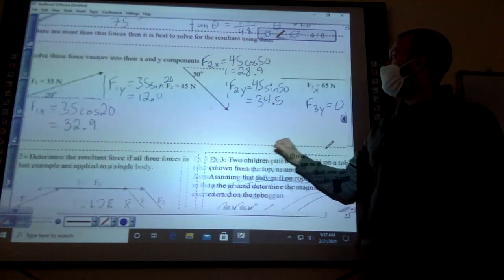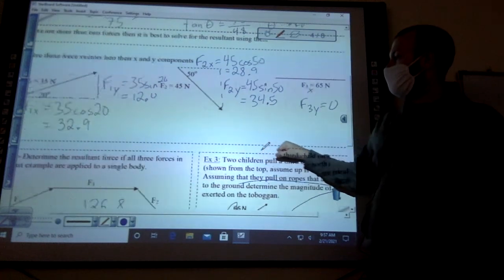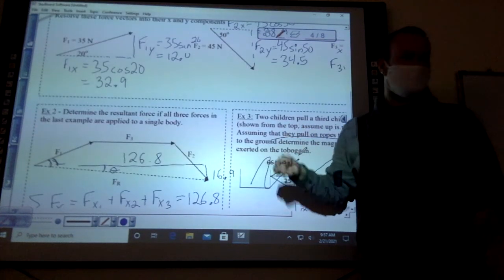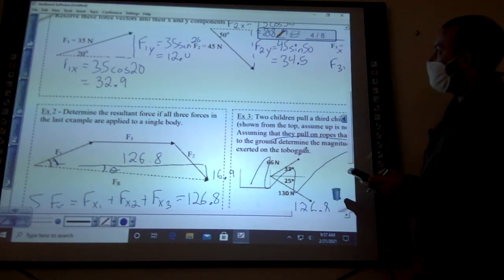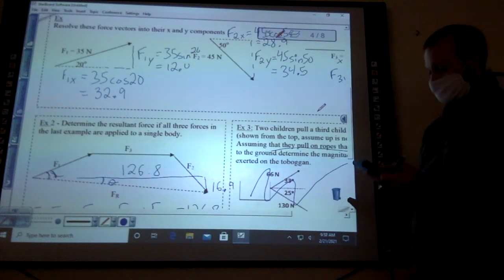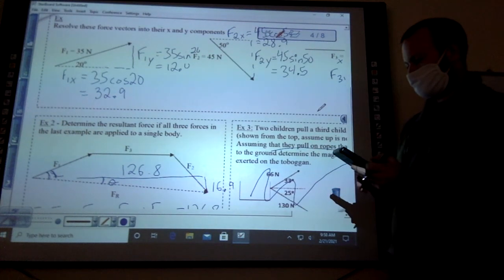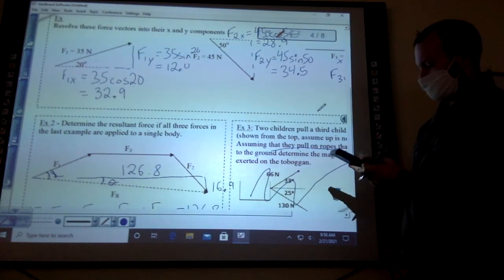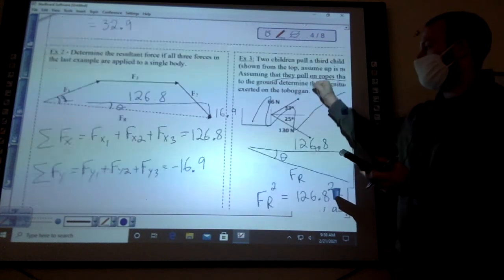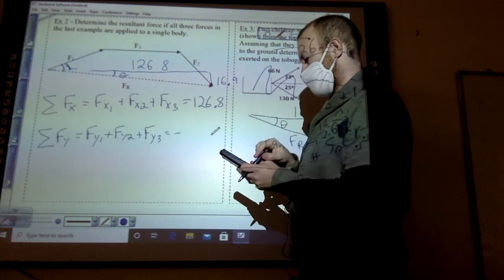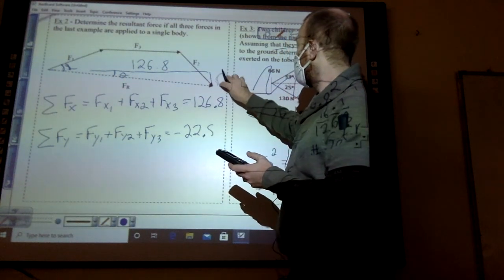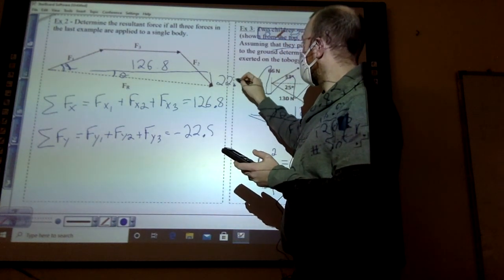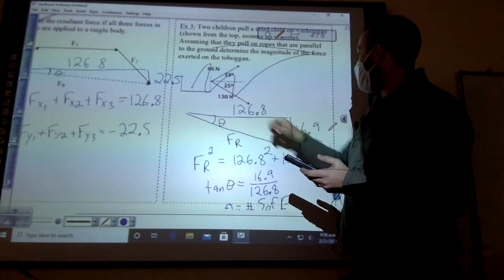So I got 12 minus 34.5, and I don't know how I got 16.9 from that, but apparently I did. Oh, because I subtracted the x value, that's why. Yeah, you're right, I'm wrong. This should be negative 22.5. And that just changes this.